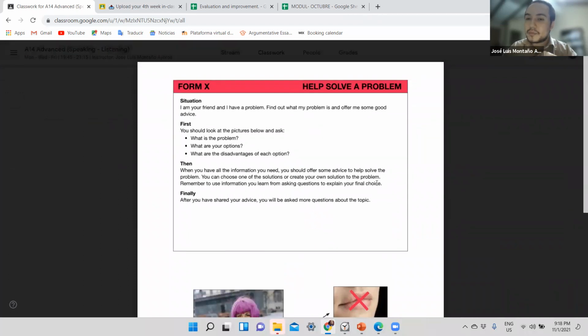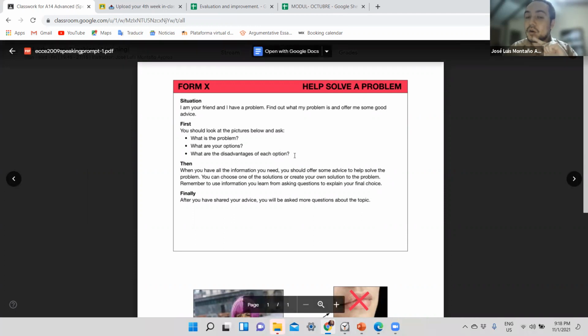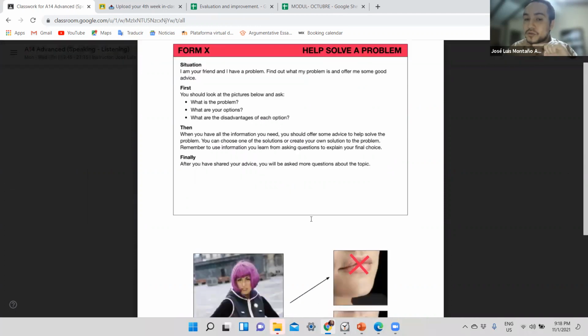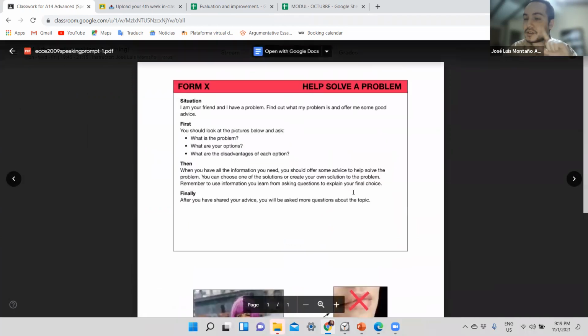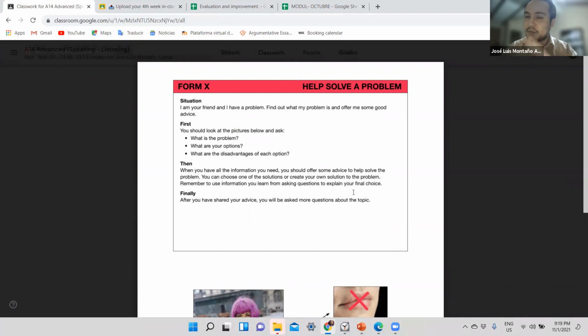You're going to do the same. I'm going to stop sharing my screen. Please go to Google Classroom and open that one so that you have that with you and you take a look at the pictures. Again, 10 seconds, 15 maximum for the questions. Restate the questions once again. Try to use different words once again.